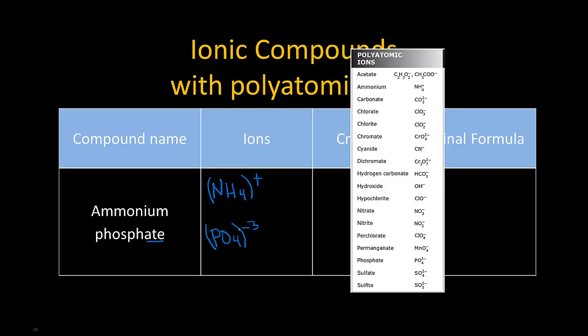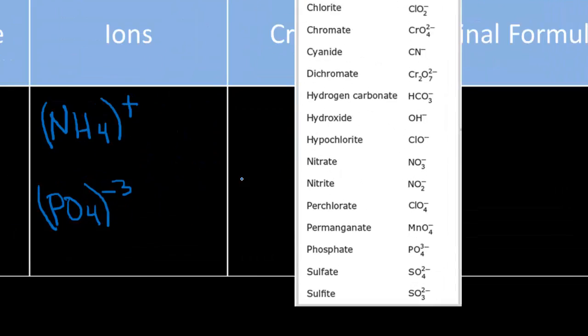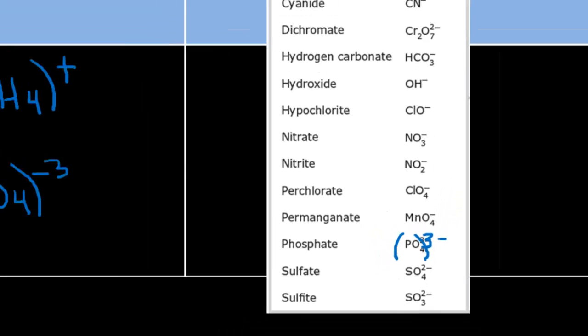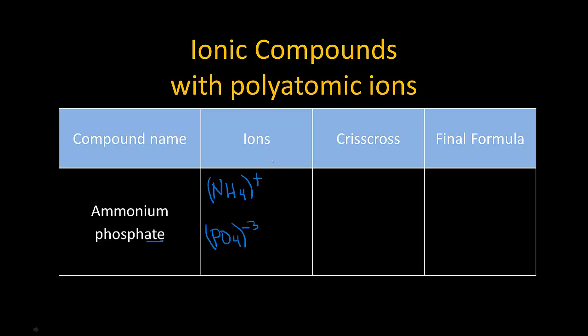I would like for you guys to go ahead and start putting your polyatomic ions in parentheses. It is not like that on here, but your PO4 actually looks like this, and there's got to be a 3- there. Sorry, I marked it out. Now let's crisscross. So our metal always comes first. This is not a metal, but it is a positively charged ion. It acts like a metal, so our cation is going to come first.